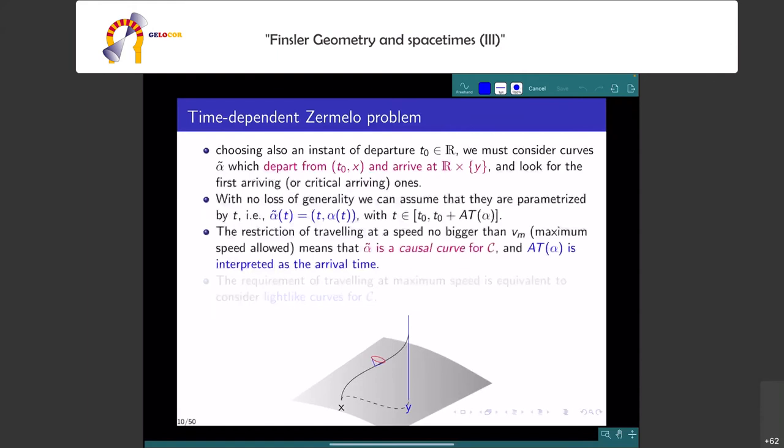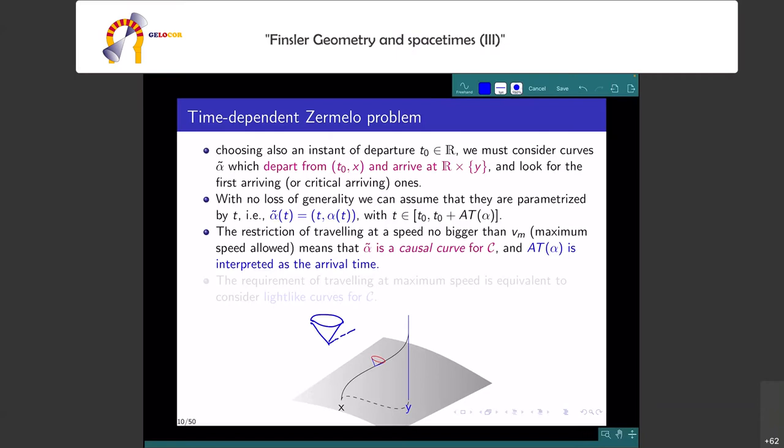And it is not allowed to travel with non-causal curves, because this is the cone. If you try to travel with a curve which is here, you are traveling faster than the maximum speed allowed. So it is not possible. The only thing that you can do is to travel from x to y with causal curves.